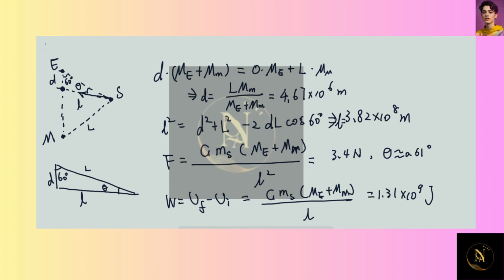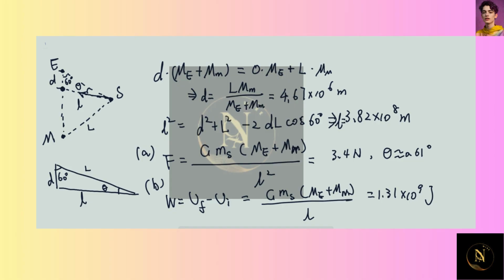Since we know the distances d, L, and small l in this triangle, we can easily find that the angle theta here is around 0.61 degrees. So that's the direction of our force. So this is for question A.